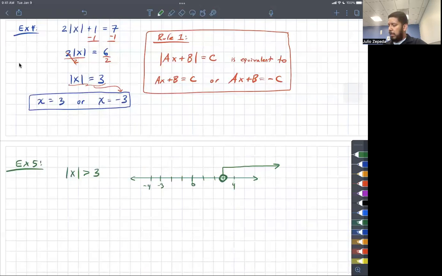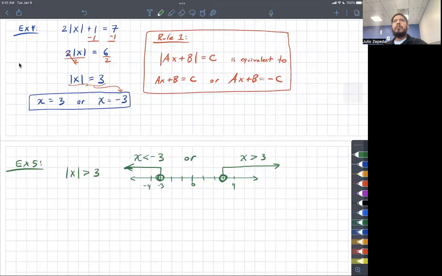And then similarly, we have numbers towards negative infinity up to negative 3, but not including negative 3. So if we were to write this out in terms of inequalities, this is x is greater than 3, or our solutions can be found with the inequality x is less than negative 3. And so here is one way to write the solutions to this absolute value inequality.